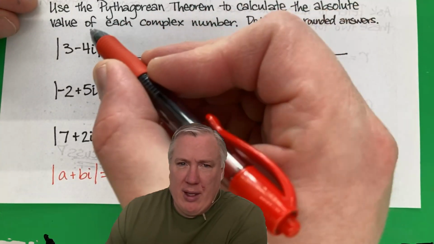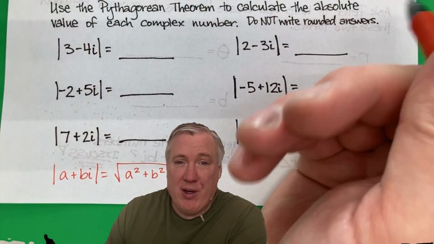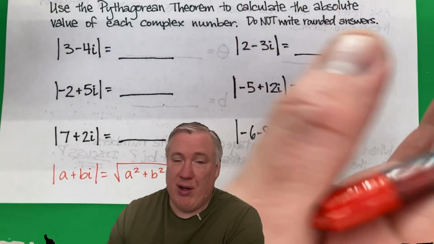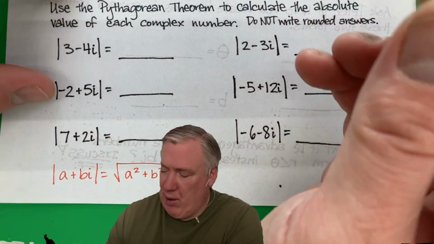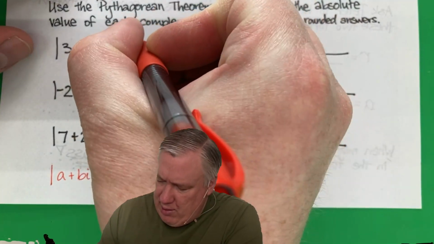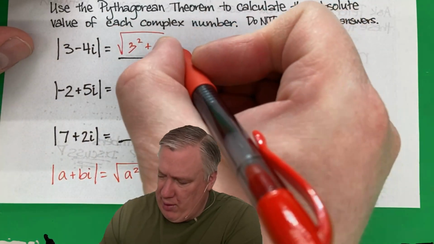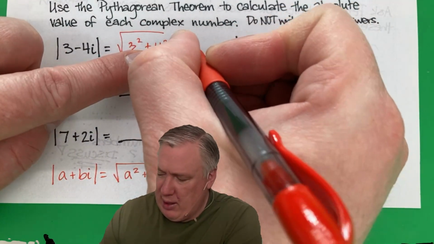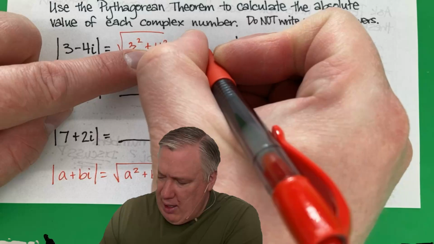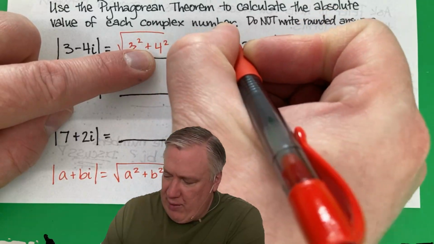All I'm going to do is take the 2 numbers. I'm going to ignore all of the directional things, negatives, i's, all that sort of stuff. The 2 numbers here are 3 and 4. So I'm going to square 3, I'm going to square 4 and add them and take the square root. This turns out to be 9 plus 16 is 25. And the square root of 25 is 5.